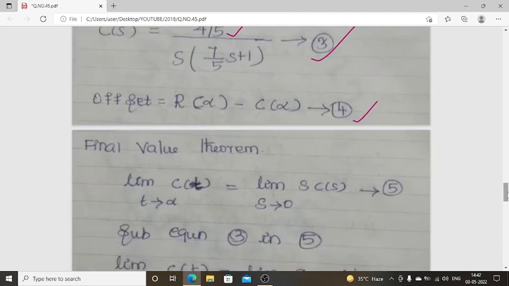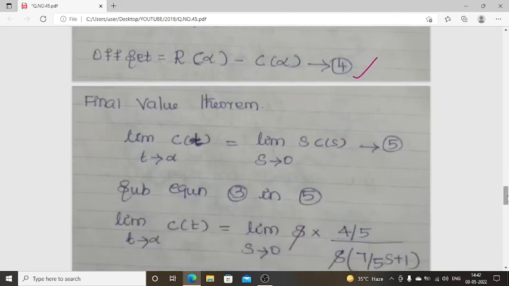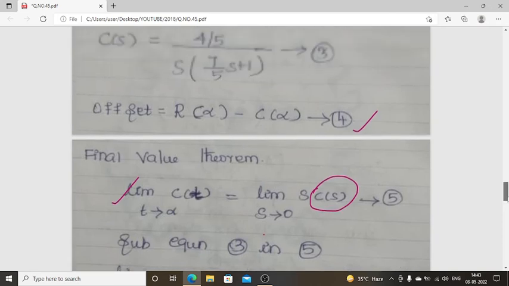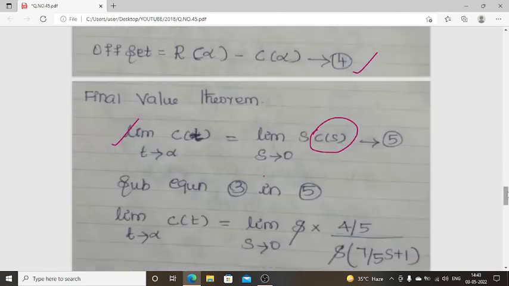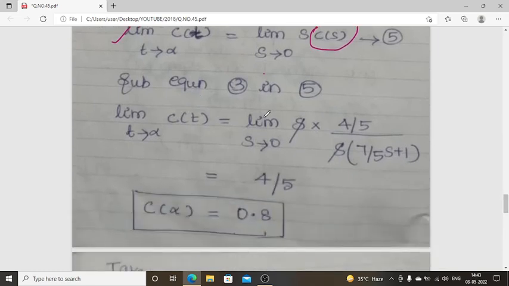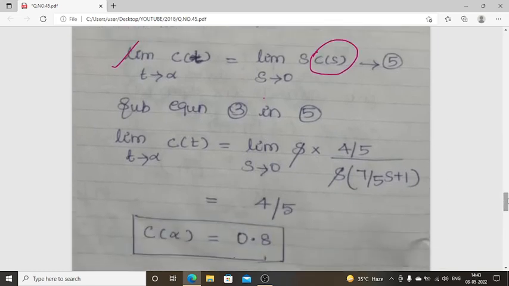We know the final value theorem: limit of t tending to infinity, C of t is equal to limit of s tending to 0, s into C of s. This is equation number 5. So here we want the C of s value. Already we have C of s; refer to equation number 3 here. This C of s value, 4 by 5 divided by s into 7 by 5 s plus 1, substitute in that expression. Substitute equation 3 in equation 5.